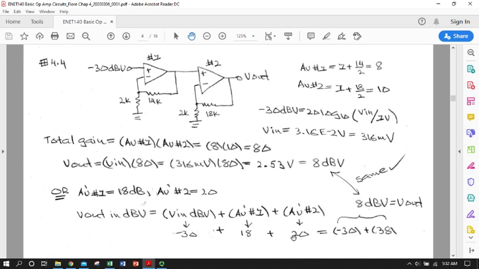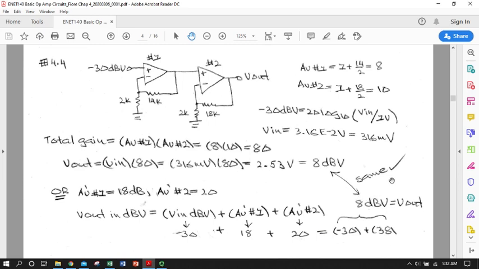So remember, that's that property of logs. You can multiply and take the log, and then you get the sum of the logs. And so that gives you -30 plus 38, which is 8 dBV, which is the same as if we converted from our voltage ratio. So that provides you a little check. So that's 2 or 3 different ways to do it.